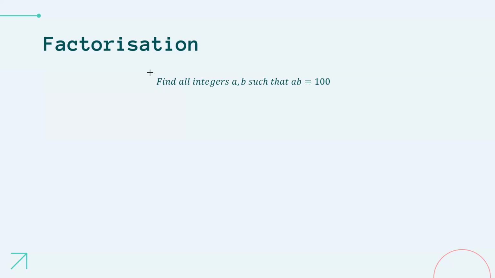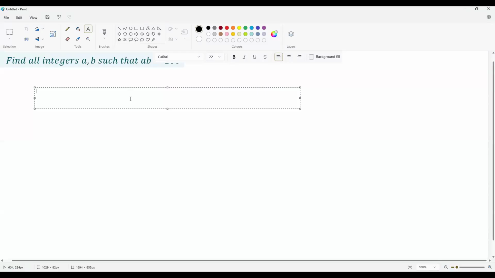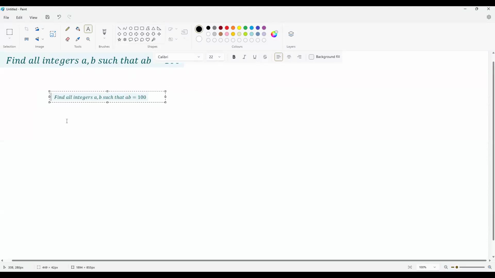Okay, so hopefully that was enough time. Now I'll go over how to do it. Here's the problem. A bit got cut out. Find all integers a, b such that a times b is equal to 100.